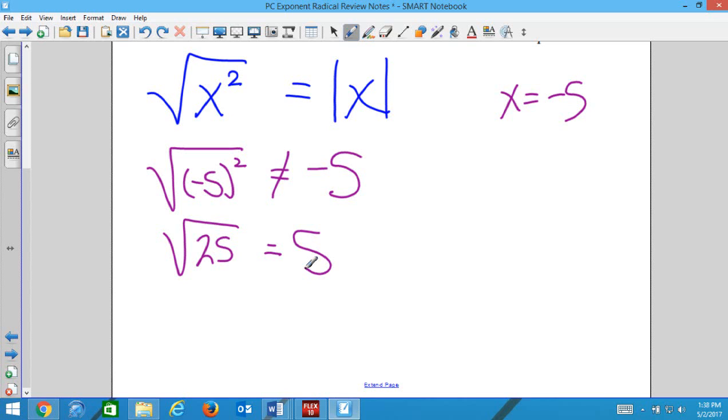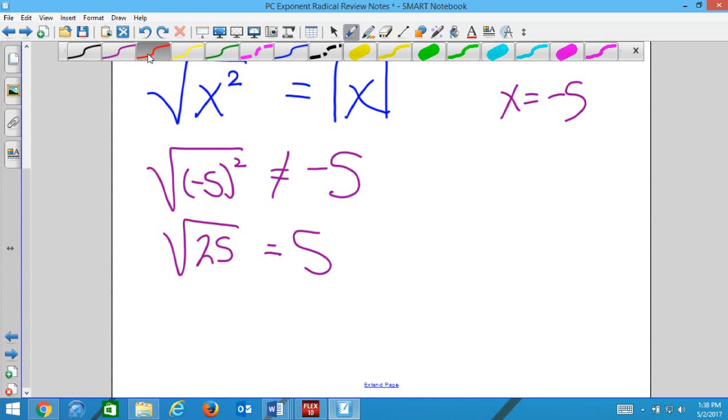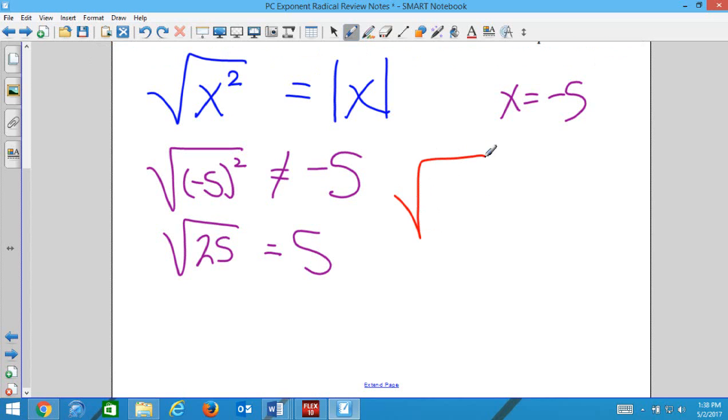If you don't care why, the only time you would need this is when you have an even root, and then when you simplify it, you get an odd exponent. That's when you're going to need the absolute values. You have an even root, and then you simplify it, and you get an odd exponent. Okay, that's when you're going to need the absolute value.